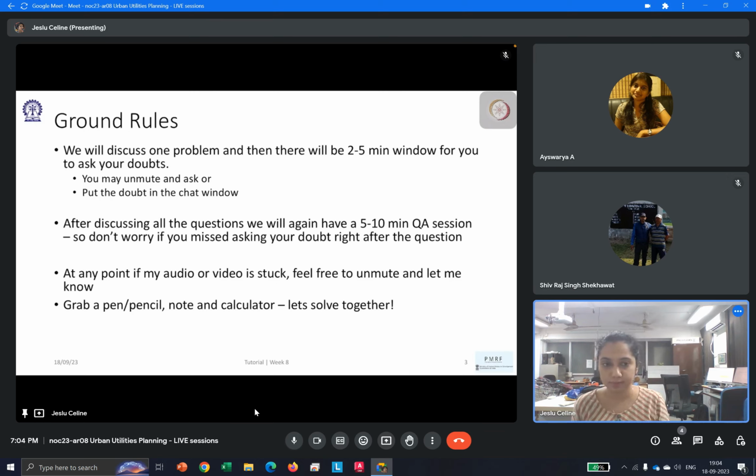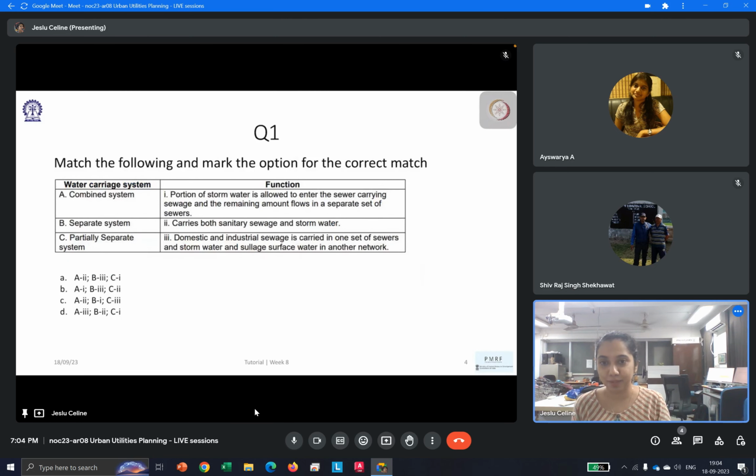First question. Match the following and mark the correct option for the correct match. This is a very simple question; I think we have discussed this concept in multiple lectures before. We have different water carriage systems: combined system, separate system, and partially separate system, and their functions are given over here. So Aishwarya, can you attempt this question?